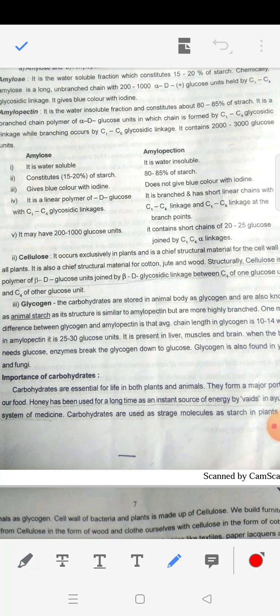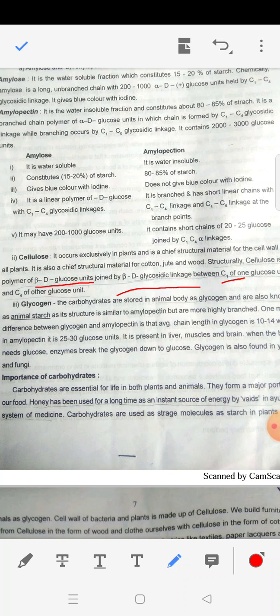Structurally, now we come to the chemical part of it. It is beta D glucose units joined by beta D glycosidic linkage. So here we don't have alpha glucose, we have beta glucose. You remember what beta glucose was? Beta glucose is that glucose where the OH on carbon 1 is on the left hand side. And the linkages are between C1 and C4 of the glucose units.